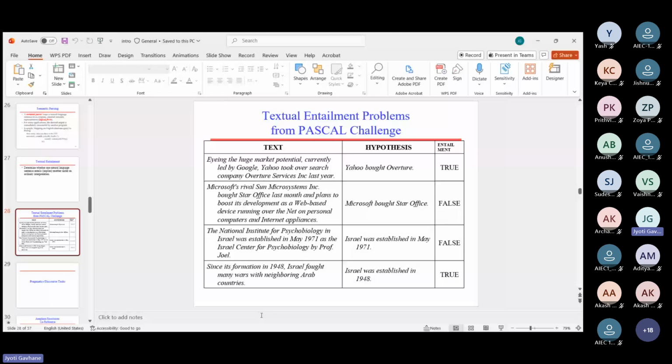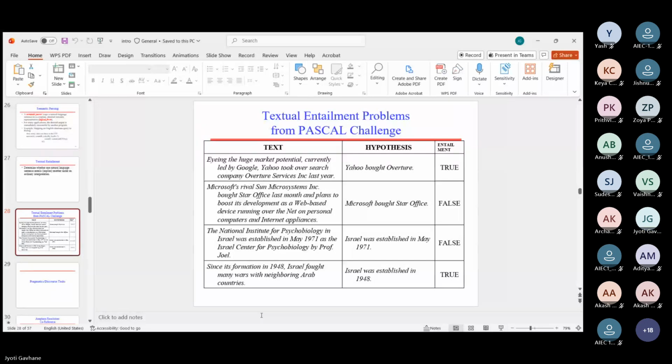In the next statement, the statement is too big to understand. So, Microsoft bought Star Office. This is the meaning. Actually, Microsoft's rival Sun Systems bought Star Office. Now, the National Institute of Psychobiology in Israel was established in May 1971 as the Israel Center for Psychology by Professor something. So Israel was established, so again it is false.